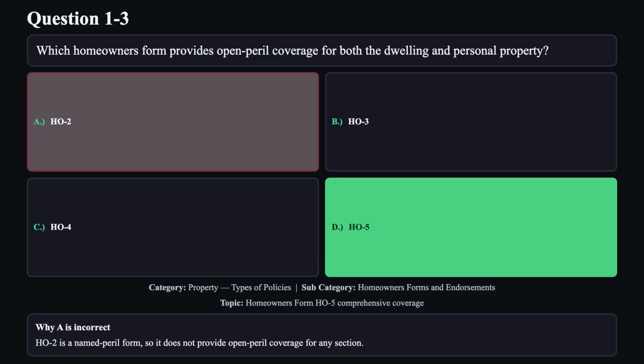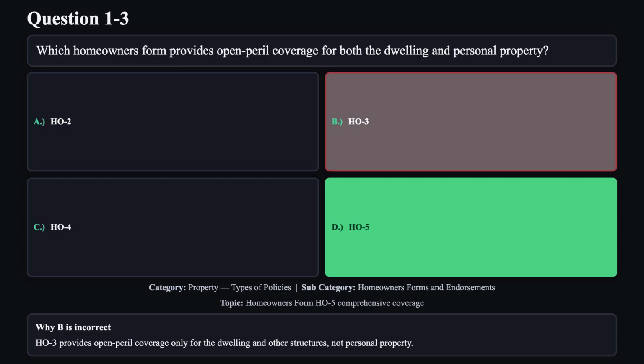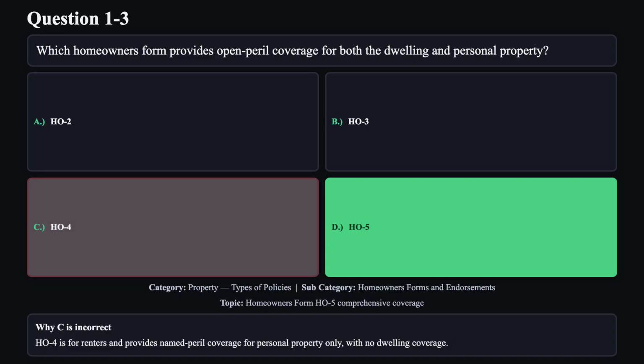Reason A is not correct. H-02 is a named peril form, so it does not provide open peril coverage for any section. Reason B is not correct. H-03 provides open peril coverage only for the dwelling and other structures, not personal property. Reason C is not correct. H-04 is for renters and provides named peril coverage for personal property only, with no dwelling coverage.